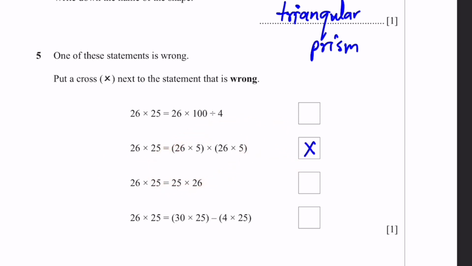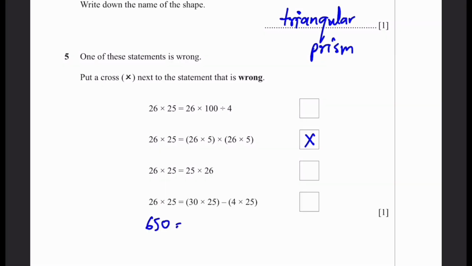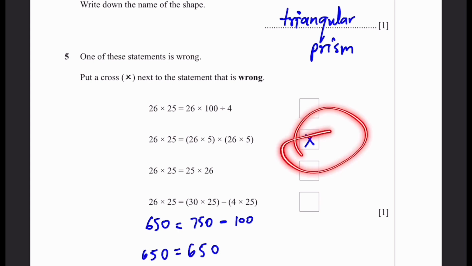That's wrong. 26 times 25 equals 25 times 26. Obviously, yes. It's just reversed, and this property is there for both addition and multiplication. 26 times 25 equals 30 times 25 minus 4 times 25. For your information, 26 times 25 is equal to 650, 30 times 25 is equal to 750, and 4 times 25 is equal to 100. So 650 is equal to 650. So the second statement is the only wrong statement.